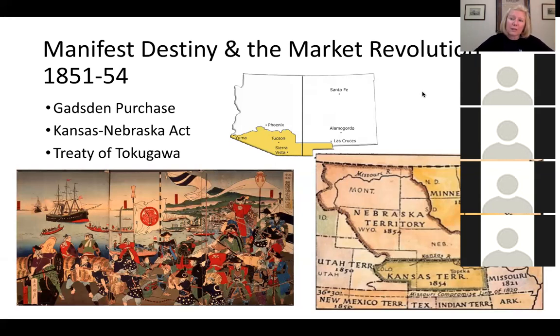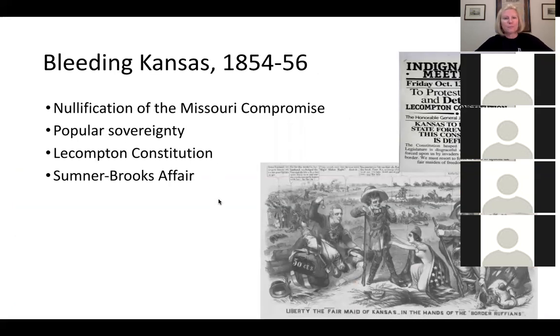And we'll talk more about this when we get to Unit 7. We're going to talk about imperialism and global trade in the late 19th century. So we'll pick up this thread at a different time.